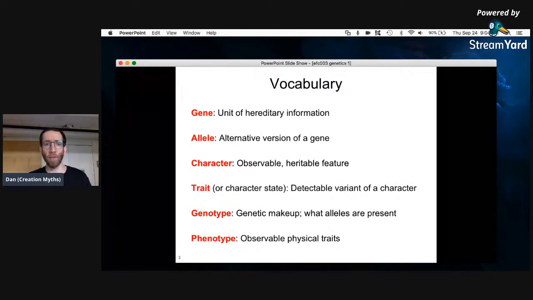Before we get into Mendel himself, I just want to point out that you can basically group these together like this. You can think about genes as being for characters, and alleles as being for specific traits. And then the genotype refers to which alleles are present, and the phenotype refers to which character states are present. So these terms are different, but the differences are kind of subtle and they're all related to each other. Just be aware of how these terms relate to each other.